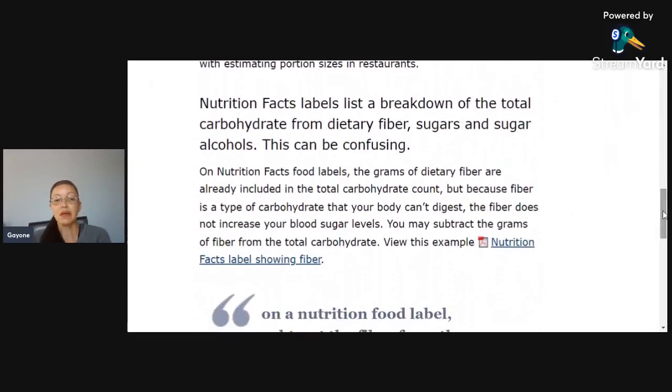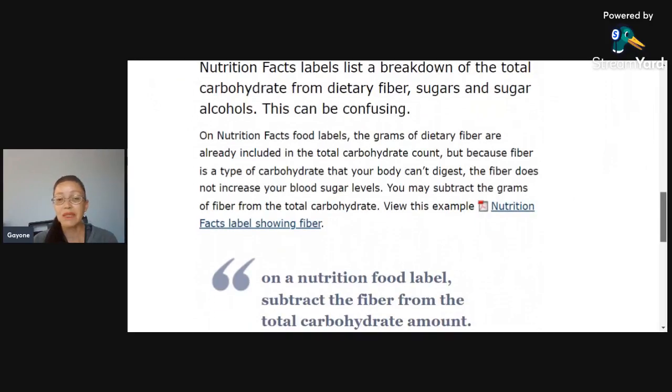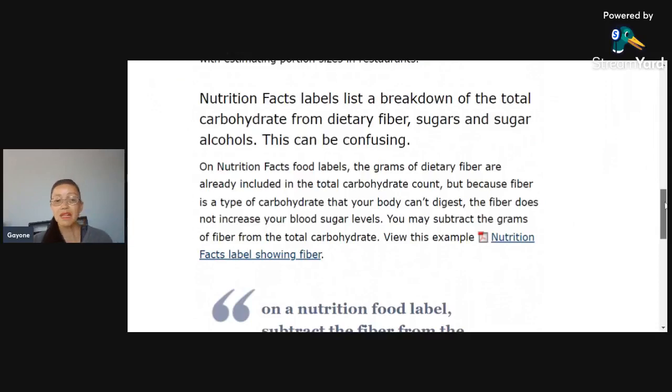So the nutrition facts label is a breakdown of the total carbohydrates from dietary fibers, sugars, and sugar alcohols. This can be confusing, and I completely agree. This is why I said eat less processed foods, because you've got to take a whole course to learn how to read these nutrition facts. It's a lot of effort, especially if you have diabetes and you're eating healthy, monitoring what you eat, to sit there and try to dissect these food facts and make sure to calculate your carbs and sugars. You've got to get a master's degree in this.